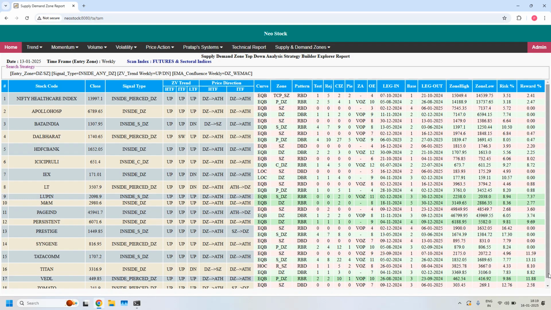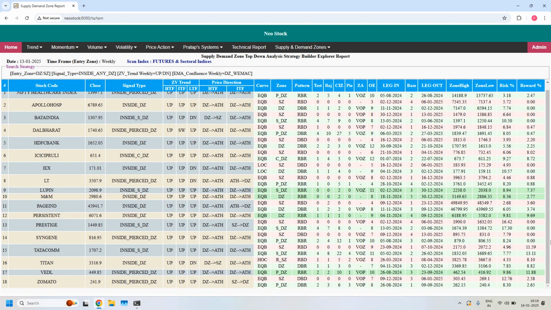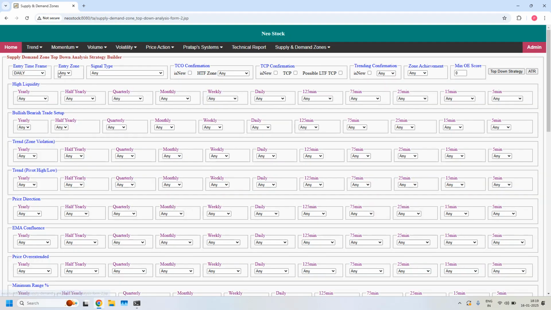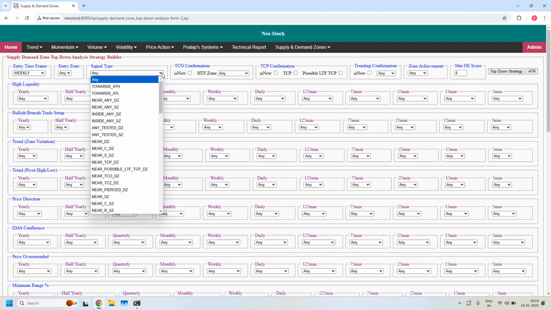You are seeing the first 17 stocks in the list. I am scrolling the list down. So total 18 stocks are filtered where price closed inside the weekly demand zone, and this weekly demand zone is having weekly EMA confluence. And also don't forget, we are also including PR set zones because you already learned the PR set zone strategy in lesson 28. Okay, next, weekly time frame. Stocks near weekly supply zone.